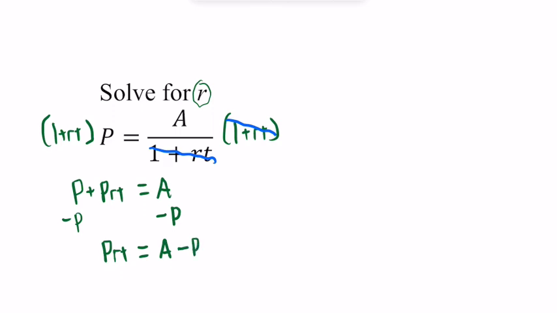Now to get that r by itself here, we divide both sides by P and T. And we're left with the equation r equals A minus P, divided by PT.